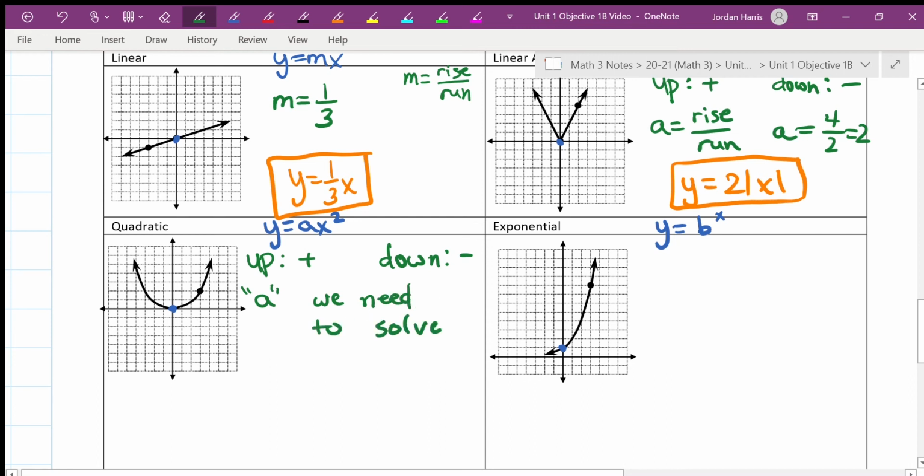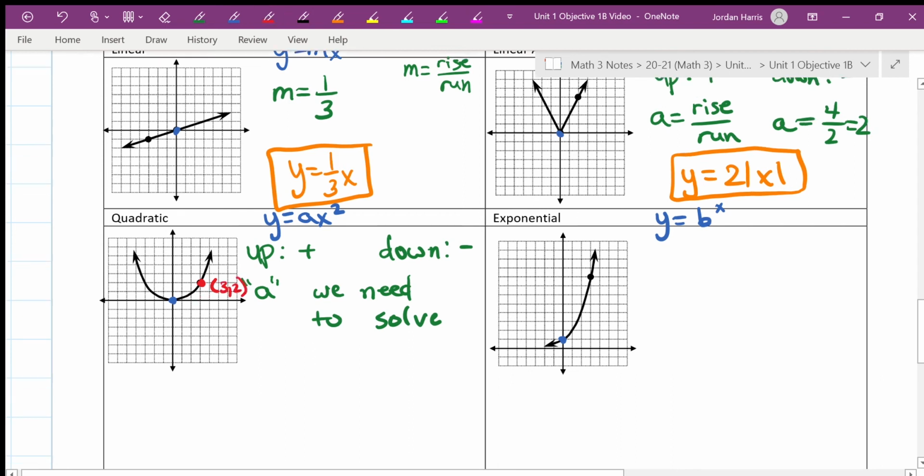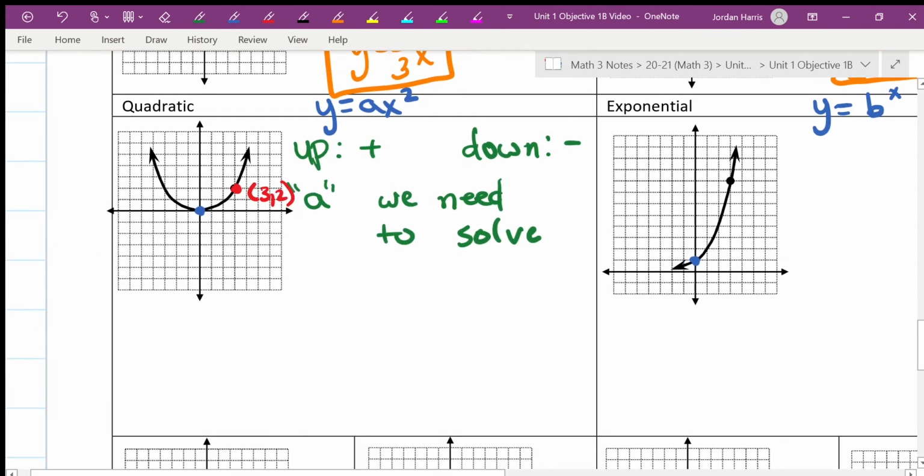So how we solve is we plug in the extra point. We don't ever use our key point, we use the extra point. So 1, 2, 3, 1, 2. So 3, 2 is my extra point. We're going to plug that in to the equation. So x is 3, y is 2. So 2 equals a times 3 squared. So 2 equals 9a, 2/9 equals a.